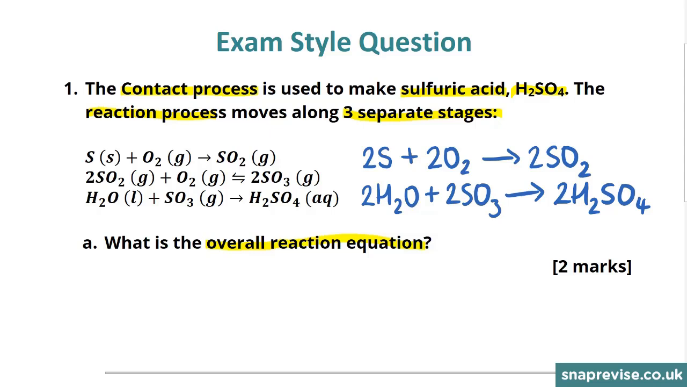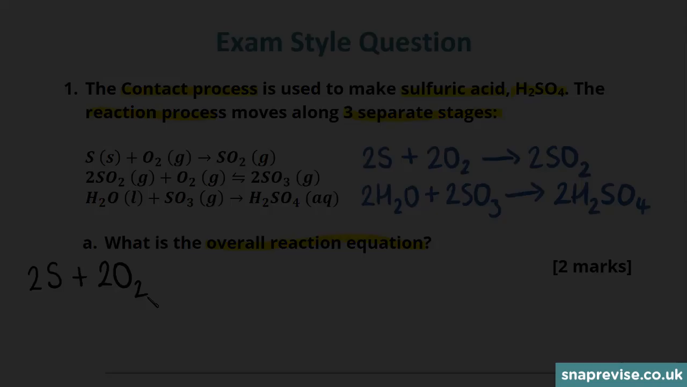As we mentioned, we can generate our overall reaction equation by adding together our three separate stages. To do this, we take all of the substances that appear on the left-hand side of the reaction arrow in the individual reaction equations, and write them on the left-hand side of a reaction arrow for the overall reaction. Let's see what this looks like. So, for example, from the first equation, in our doubled up version, we have two atoms of sulfur reacting with two molecules of oxygen.